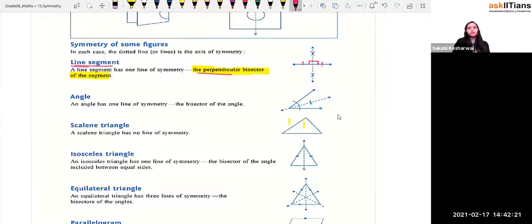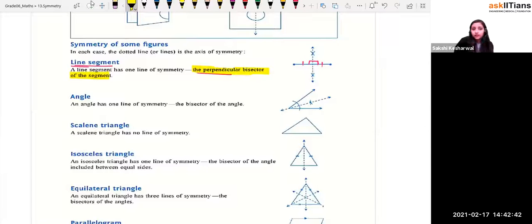So if you have a line segment of 10 centimeters and you have to find which line is the line of symmetry, what you have to do is draw its perpendicular bisector. That is the line which is passing through 5 and which is at 90 degrees, right? Now, what are the other things which we have?